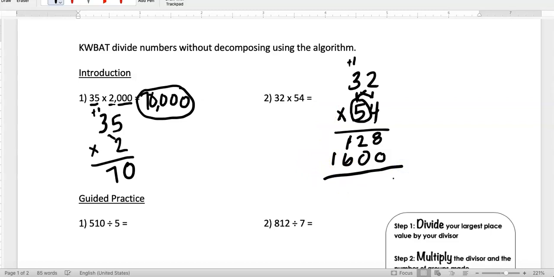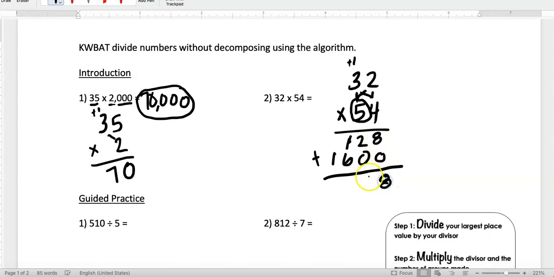Now we've got another step that you have to remember. What do we do with these two numbers, 128 and 1600? Do I subtract them? Do I divide them? Do I multiply them again? What do I do with these two numbers? Think about it. You should have said you add them, because that is what we do in the second step. We add these two numbers together to come up with our solution.